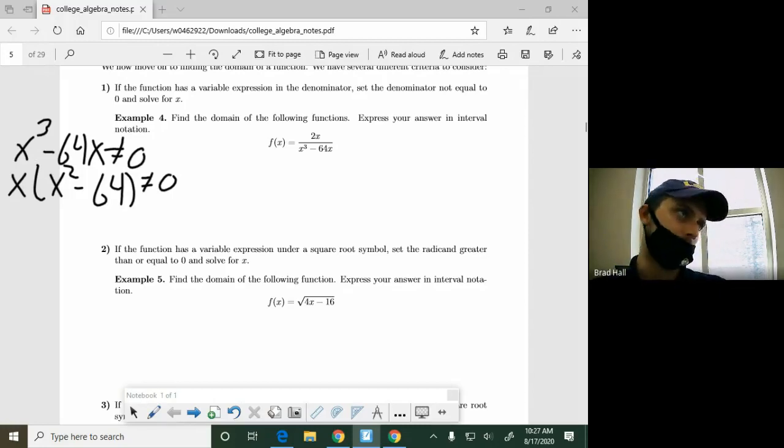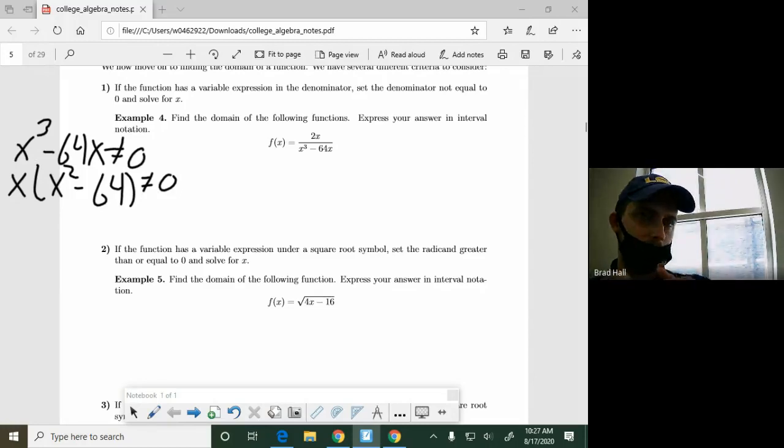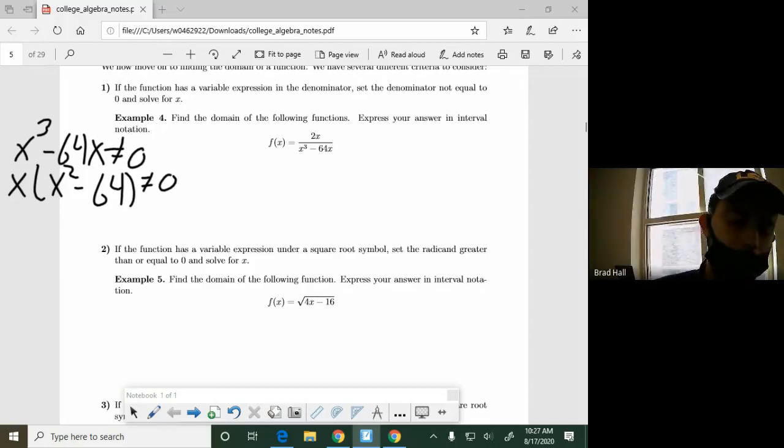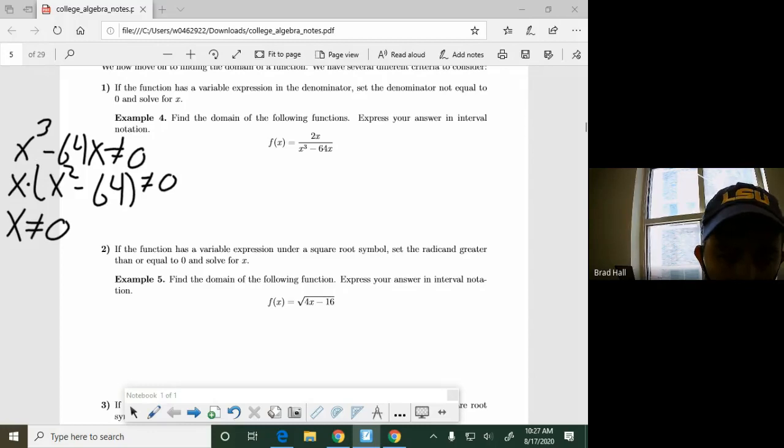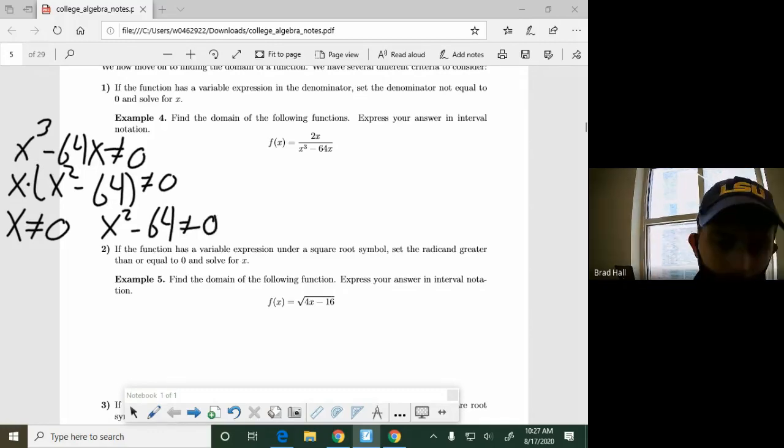When you have a product of things equal to 0 or not equal to 0, you can break them up as each part of the product gets its own equal to 0 or not equal to 0. So I'm just going to write that out. There's a product here between the x and the x squared minus 64. Just put a dot there. The x gets its own not equal to 0, and the x squared minus 64 gets its own not equal to 0.